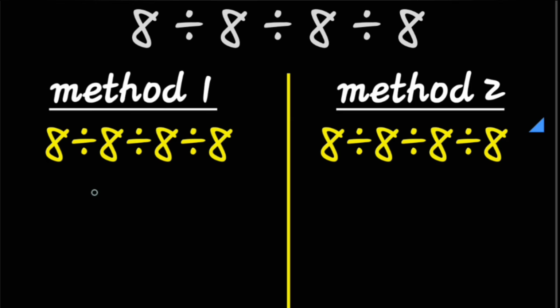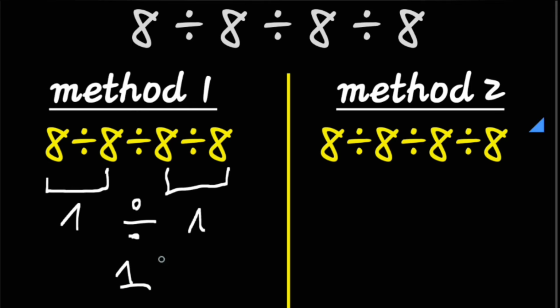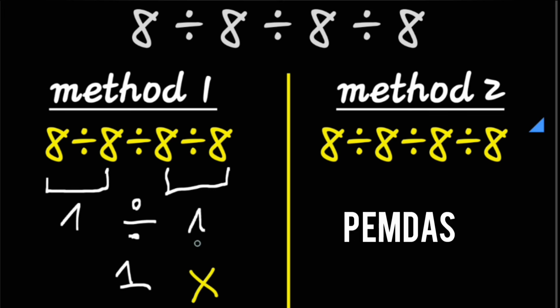The instinct for many is to do all the divisions at once. They think 8 divided by 8 is 1, and another 8 divided by 8 is also 1. So 1 divided by 1 should be 1, right? This seems logical, but it is incorrect. Let's find out why and then solve it the right way using the PEMDAS rule.